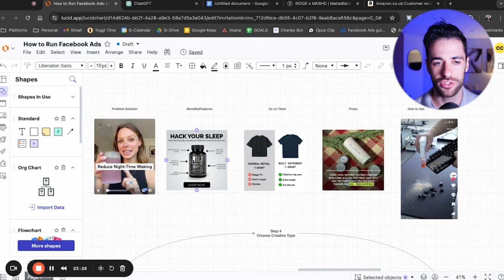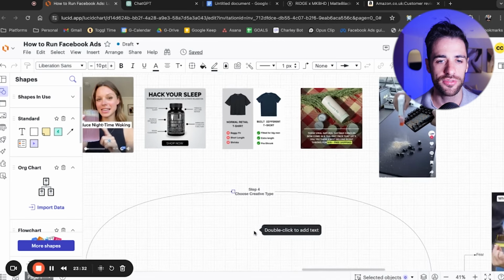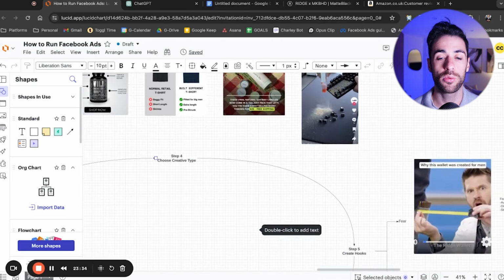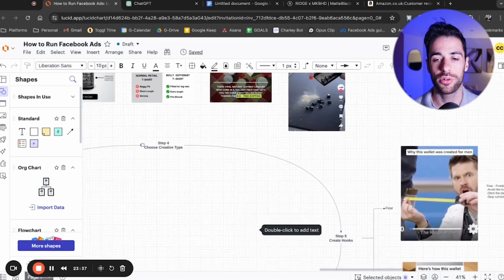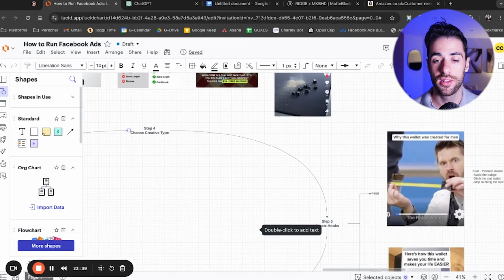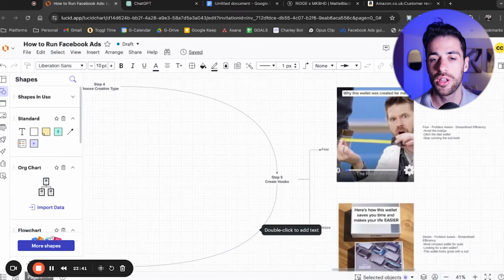But for now, you're going to pick one. So I'd say start with the problem solution. That's my favorite one. I always start with it. But yeah, you can pick one or you can pick 2, depending on what you want to do. And I'll explain that in the actual structure section.